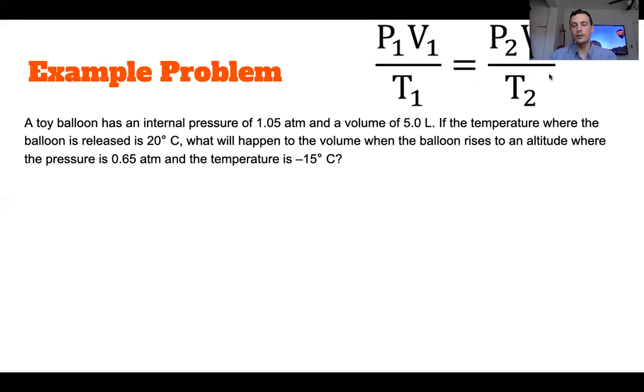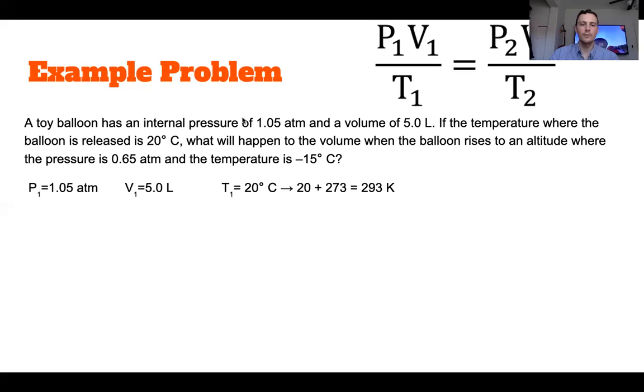Just like in all the other problems we've done, you just need to define each variable, and I like to write them down. If I look for P1, I like to start on the left and move to the right. P1, my initial pressure, would be 1.05 atmospheres. It says right here, a toy balloon has an internal pressure of 1.05 atmospheres and a volume of 5 liters. So that's going to be our V1, our volume at the beginning. Then if the temperature where the balloon was released is 20 degrees, so before we let the balloon go, our T1, initial temperature, is going to be 20 degrees Celsius.